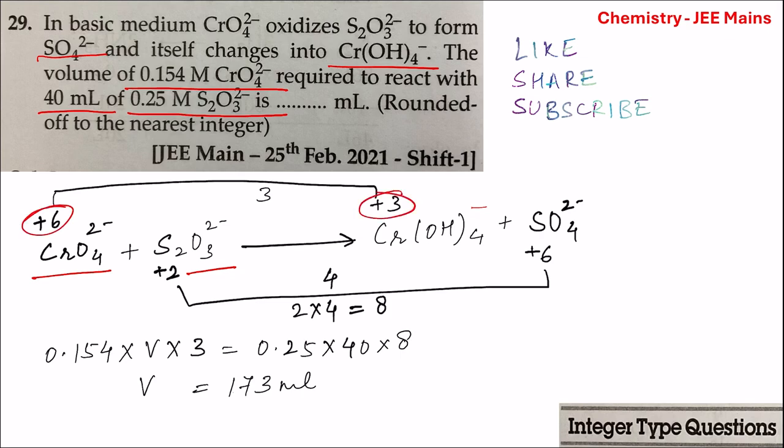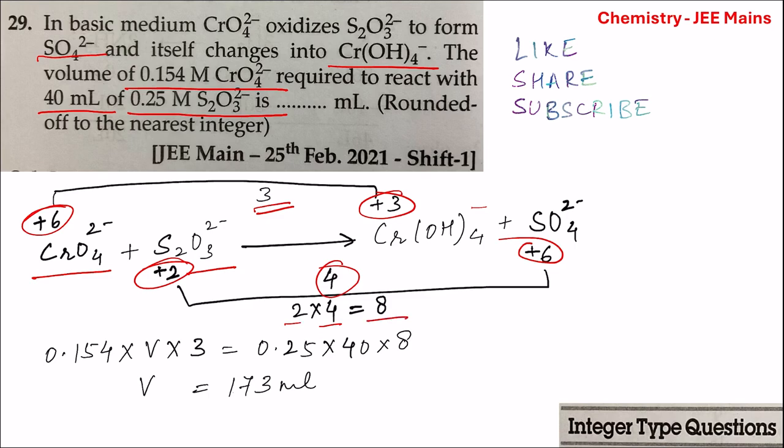So change in oxidation state per atom of chromium or change in oxidation number per atom of chromium is 3 and sulfur का oxidation state change हो रहा है from +2 to +6. So change in oxidation state or oxidation number for one atom of sulfur is 4 and in S2O3 there are 2 atoms of sulfur. So total change in oxidation number is 2 into 4, that is 8.